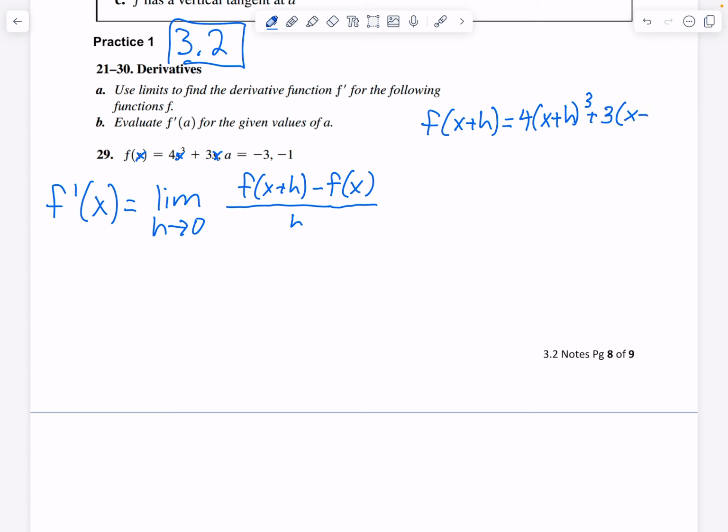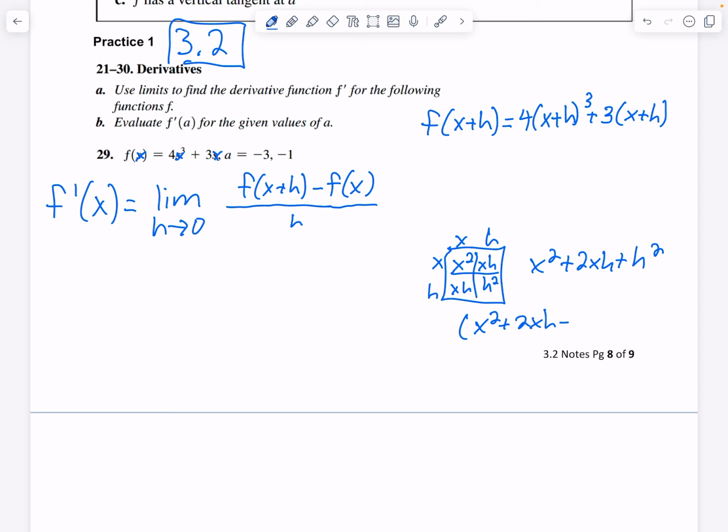3 times x plus h. That cubic, I'll show you how I would do it really quick. I'm going to do x plus h times x plus h first. That's going to give me x squared, xh, and h squared, so that answer would be x squared plus 2xh plus h squared. Now I need to multiply that by another x plus h because it's a cube, so I would do a 3 by 2 box.